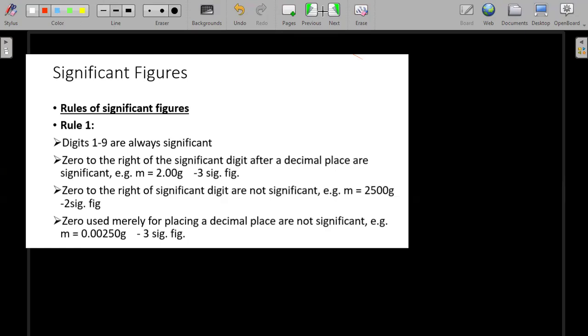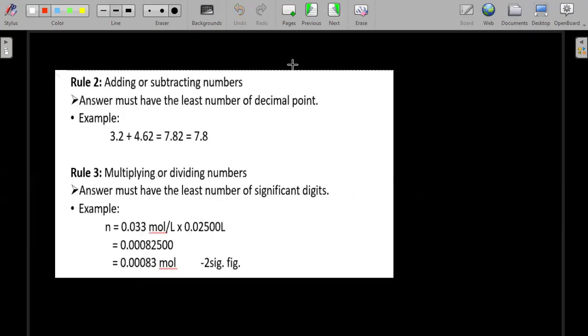So we go to applying the rules of significant figures when we are dealing with operations. We know that we have four operations: addition, subtraction, multiplication and division. So how do we apply the rules of significant figures when dealing with these operations?